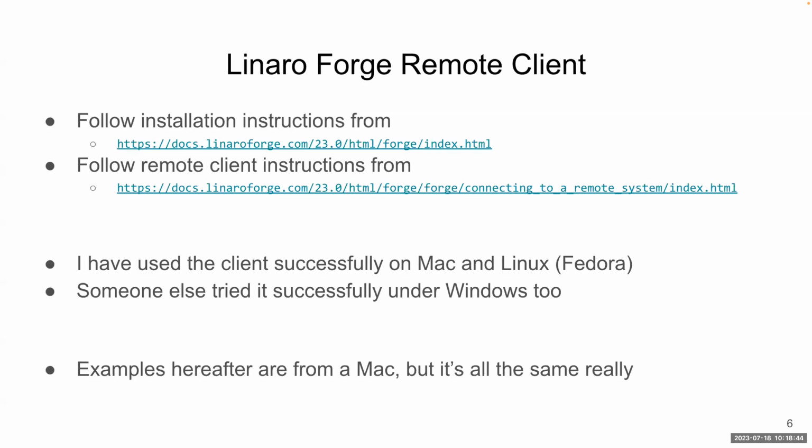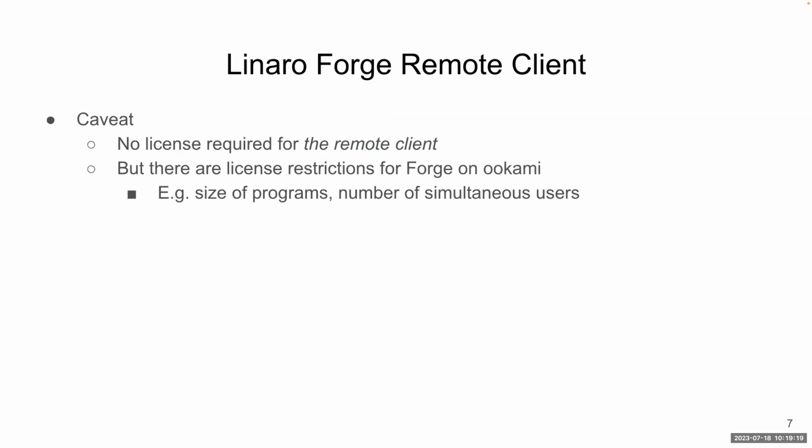So to install the remote client, it's really easy. There's two links there. It's sort of point and click and go, really, so it's quite easy. My main machine is a Mac, so I've installed it there, works fine. I've installed it on Linux on a Fedora system, it works fine there. And one of our students was brave enough to try it on Windows and it worked there for him too, so it's all good. All the examples here are from a Mac, but it's all much of a muchness, as the English say. It's all the same.